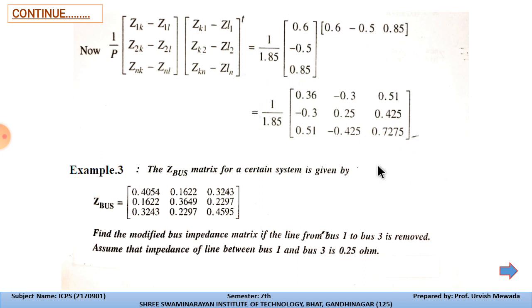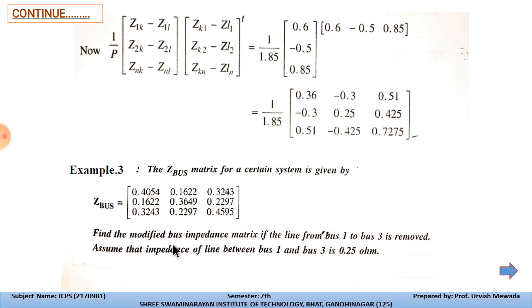Now let us discuss example number 3. The ZBus matrix for a certain system is given, so this is the ZBus which is already given. So Z11, Z22 and Z33. Z12 and Z13 mean there is a link between 1 2 and 1 3. Similarly, we have all the links. There is no zero link or no connection between the nodes and the buses. So we have all the connections between each bus and node.